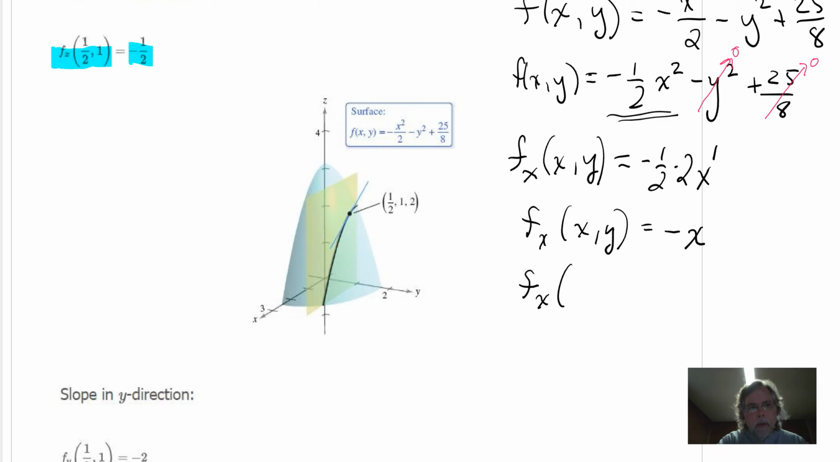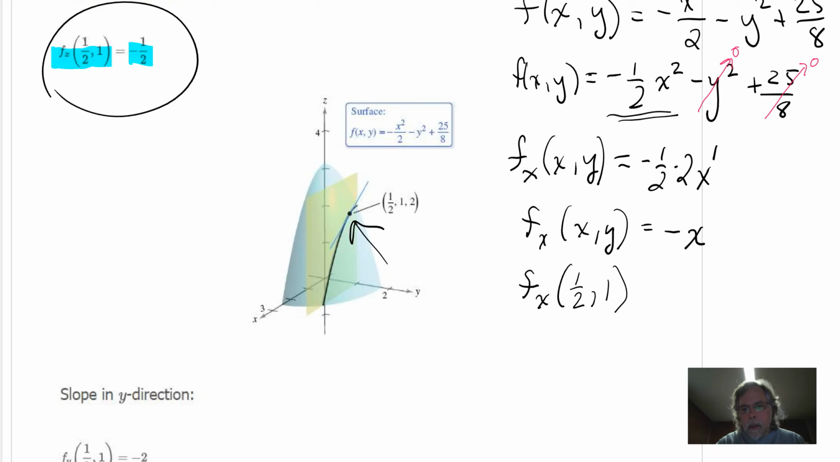Now what we're given up here, is it true? f_x, the partial with respect to x at the point x is 1/2, y is 1. It's a point on the surface right here. That's equal to, so this is the formula for f_x of x comma y. Now the formula doesn't depend on the value of y, only x. That's okay, that can happen. It can even be a constant. But in this case, the partial derivative only depends on x. So this would be negative 1/2, which is what we have here.